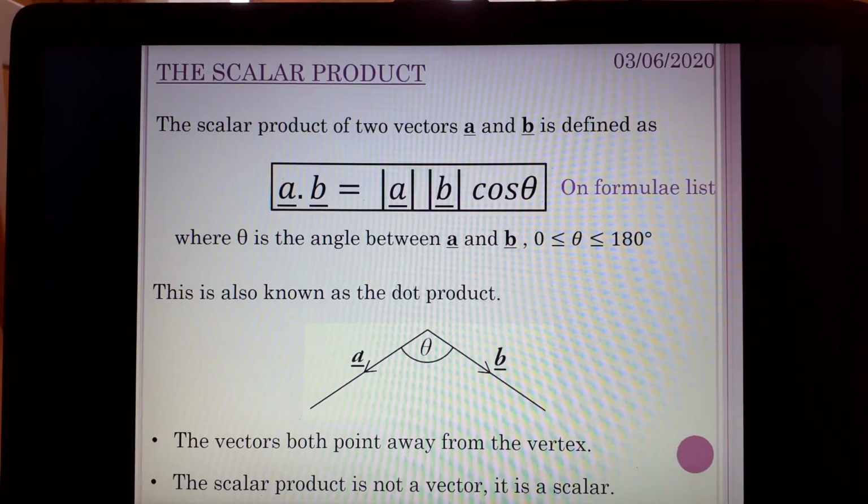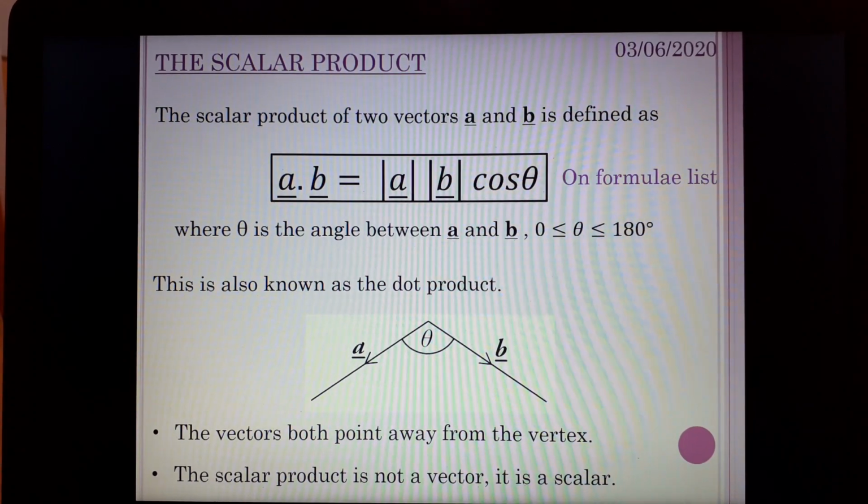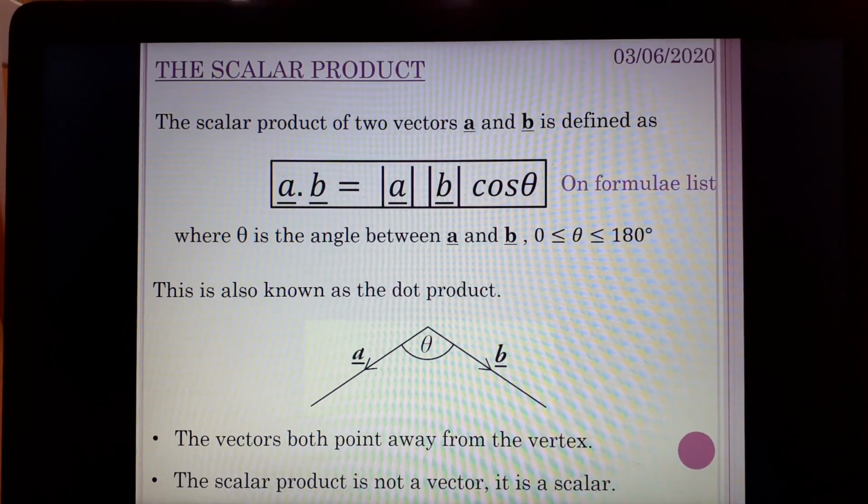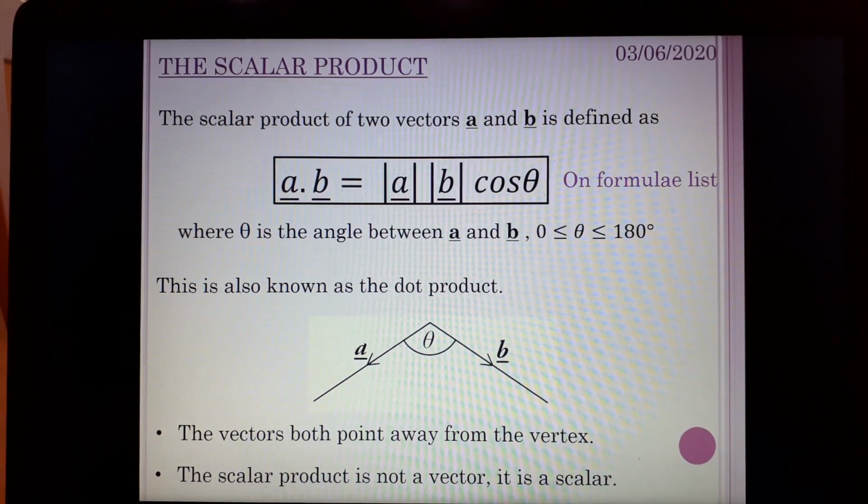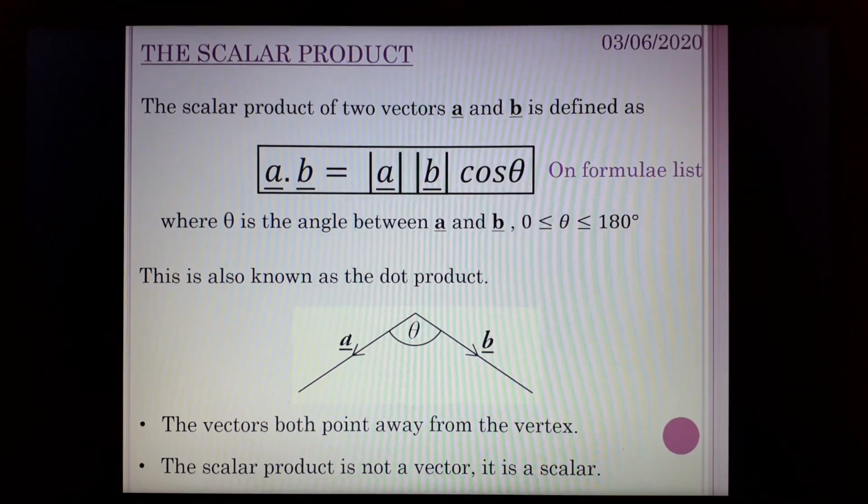And just remember that a scalar product is just a number. You're going to get a number for your answer. It is not a vector, it is just a scalar, which is a number.